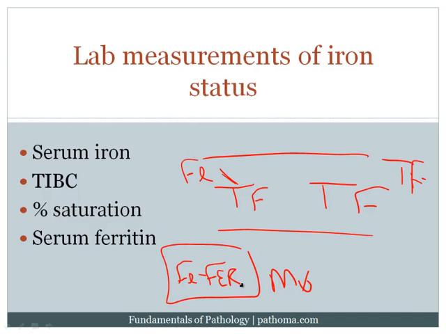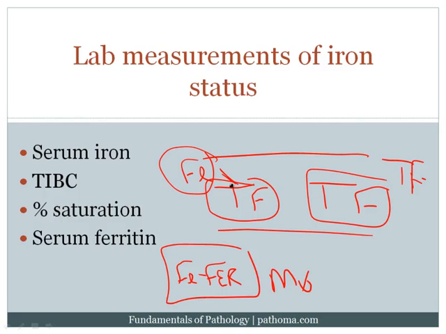information. So for example, if we want to know how much iron is in the blood, we can measure the serum iron. If we want to know how many transferrin molecules are present in the blood, whether they be bound or not doesn't matter, we can measure something called the TIBC, which is the total iron binding capacity. It tells you how many transferrin molecules are present in the blood.